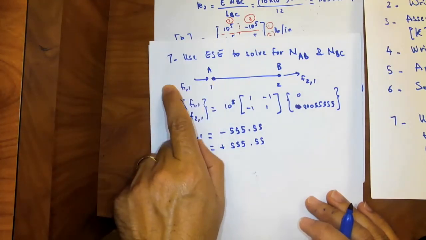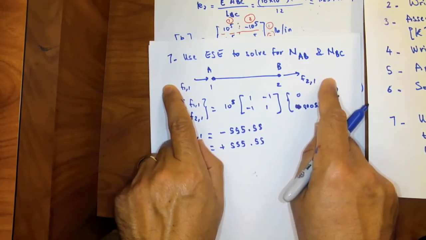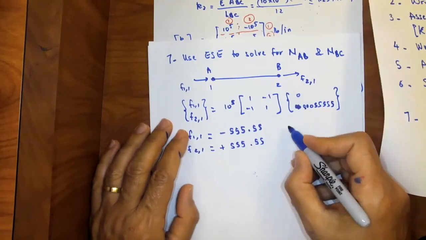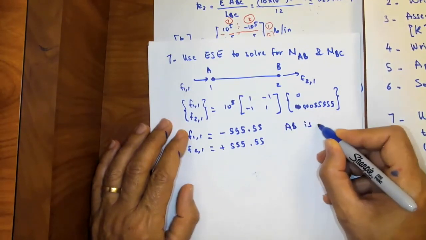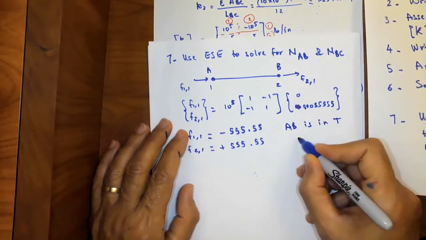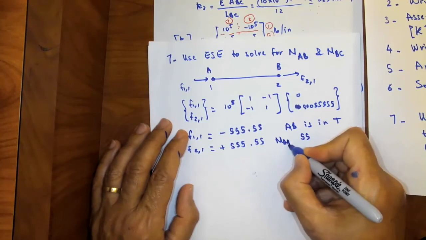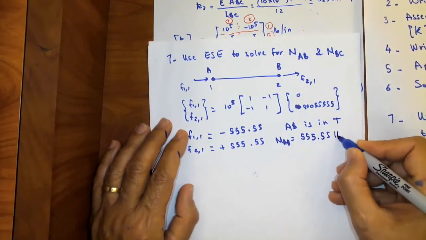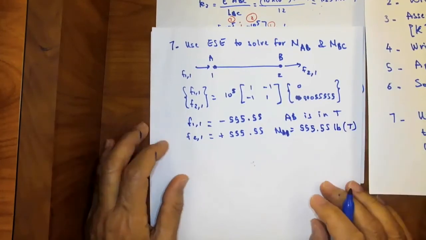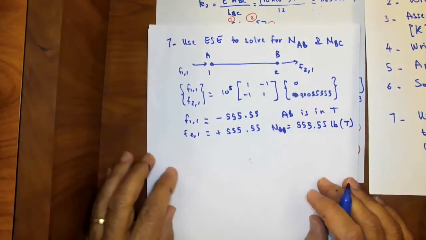This is pulling, and this is also pulling. So one had to be positive, one had to be negative, but we can clearly see from that that AB is in tension, and NAB is equal to 555.5 pounds. So here I use my first element stiffness equation.